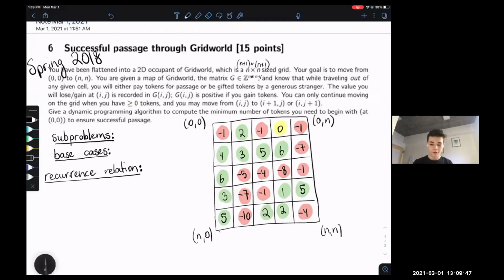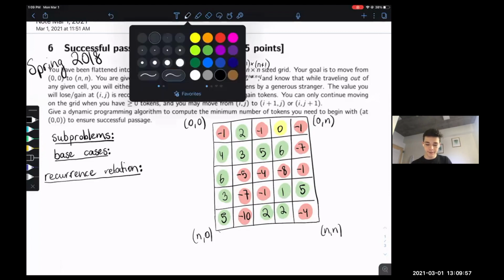Everyone. Today I'm going to be going over question number 6 from Spring 18 Midterm 2. This is going to be a little more of an advanced question on DP. So let's get into it.